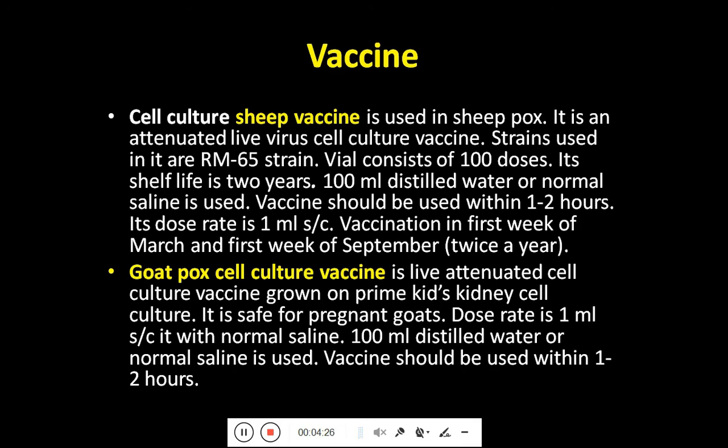Then the goat pox cell culture vaccine is a live attenuated cell culture vaccine grown on primary kid kidney cell culture, and it is safe for pregnant goats. The dose rate is 1 ml subcutaneously, and 100 ml of distilled water or normal saline is used for preparing this vaccine, which has 100 doses. The vaccine should be used within 1 to 2 hours after preparing it.